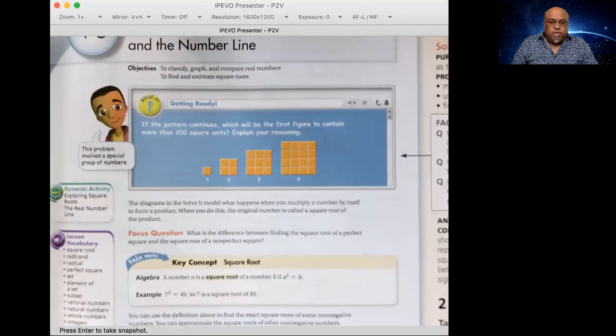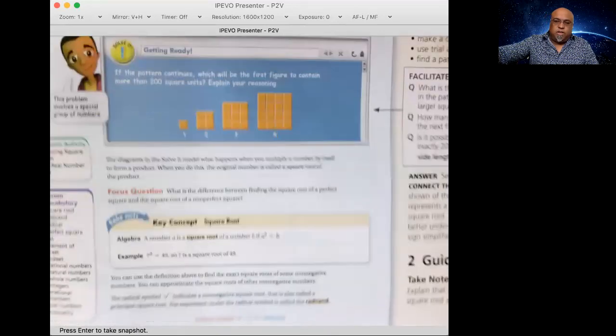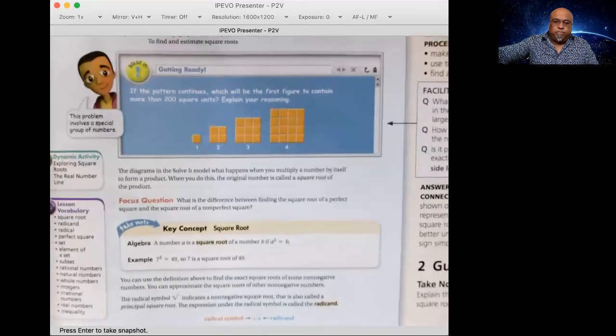Now, let's go over some vocabulary. In algebra, a number a is a square root of a number b if a squared is equal to b, okay? For example, 7 squared, or 7 times itself, is equal to 49. So, therefore, 7 is the square root of 49, okay? Now, we'll go into a little more detail on that later.